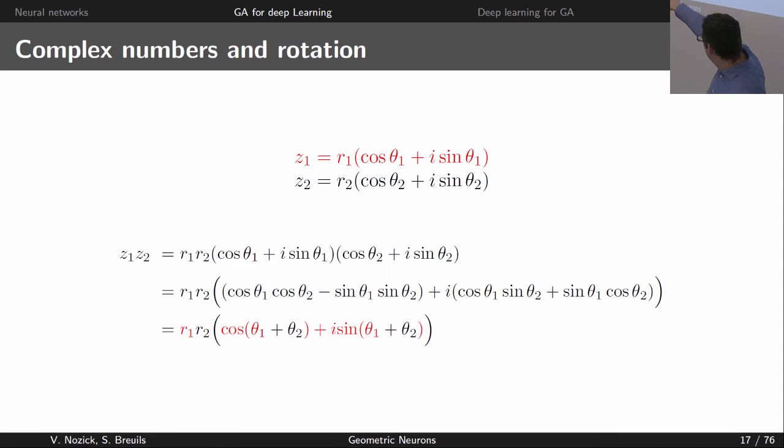But we also have to focus on this R1. R1 means we also scale, so we have to be careful. If the modulus of z2 is 1, so R2 is 1, then this is a pure rotation, and that's fine. But otherwise we have to be careful of this.